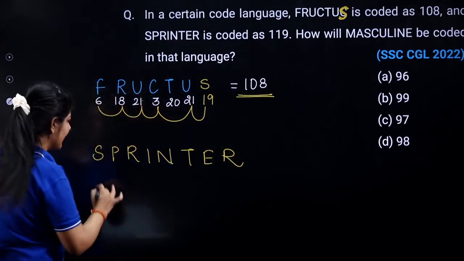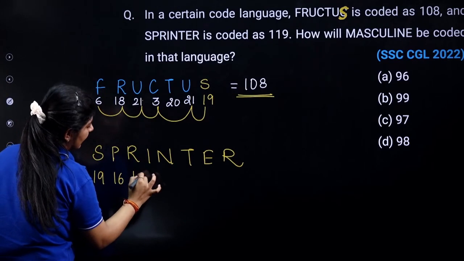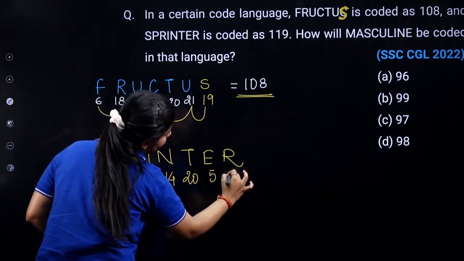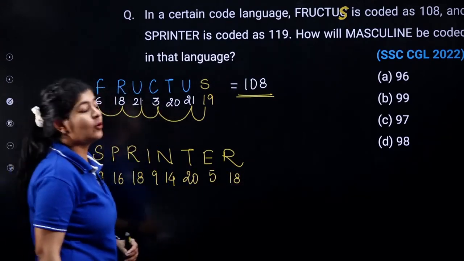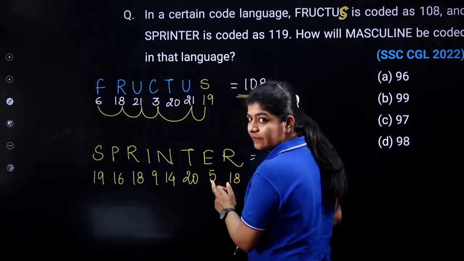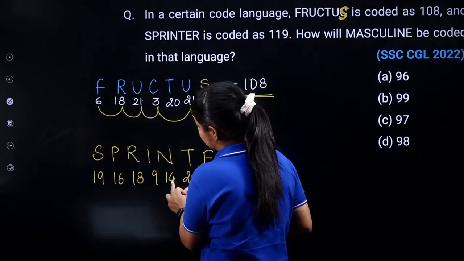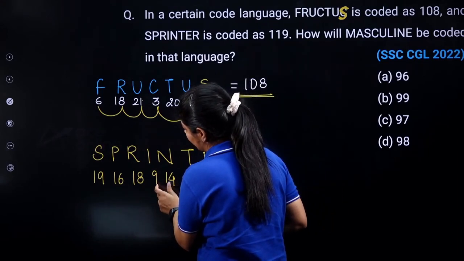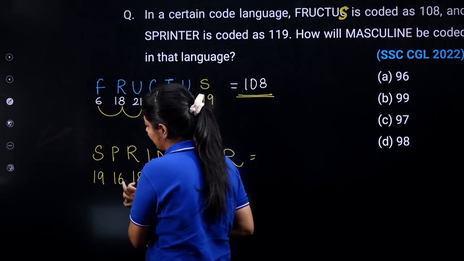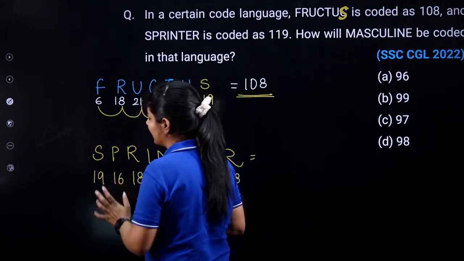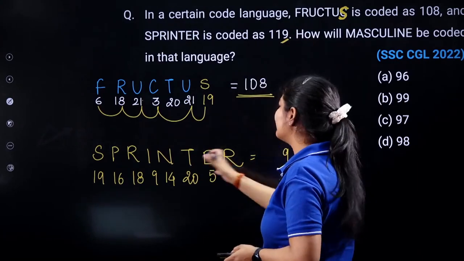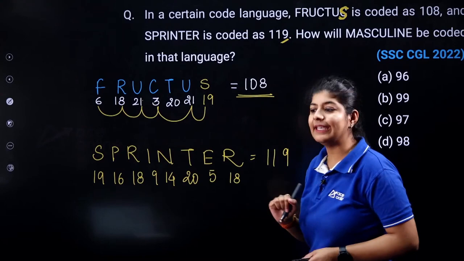Now the associated numbers are 19, 16, 18, 9, 14, 25 and here 18. Now again if I go with the unit place value: 8 plus 5, 13, 13 plus 4, 17, 17 plus 9, 26, 26 plus 8, 34, 34 plus 6, 40, 40 plus 9, 49. We are getting 9. Do we have that? Yes. Basically, if we add this, we are getting 119.